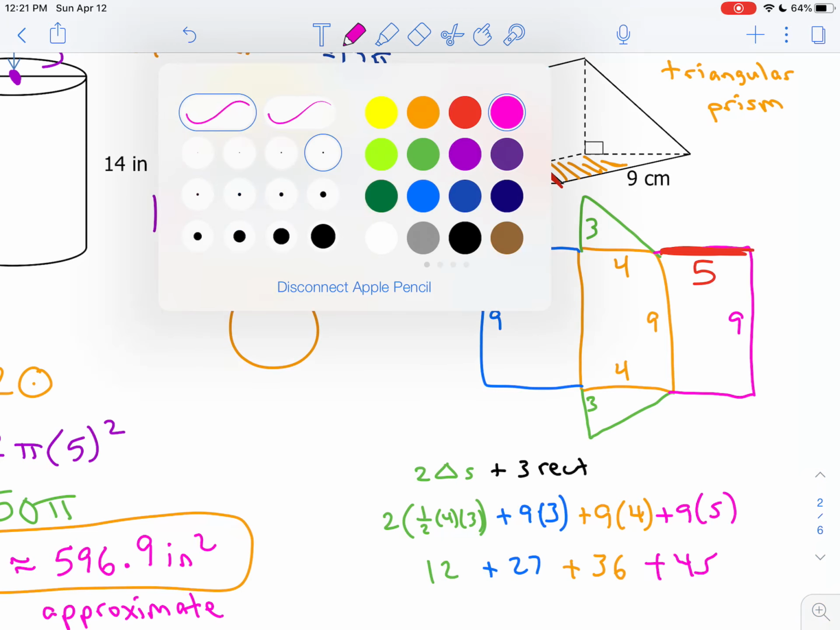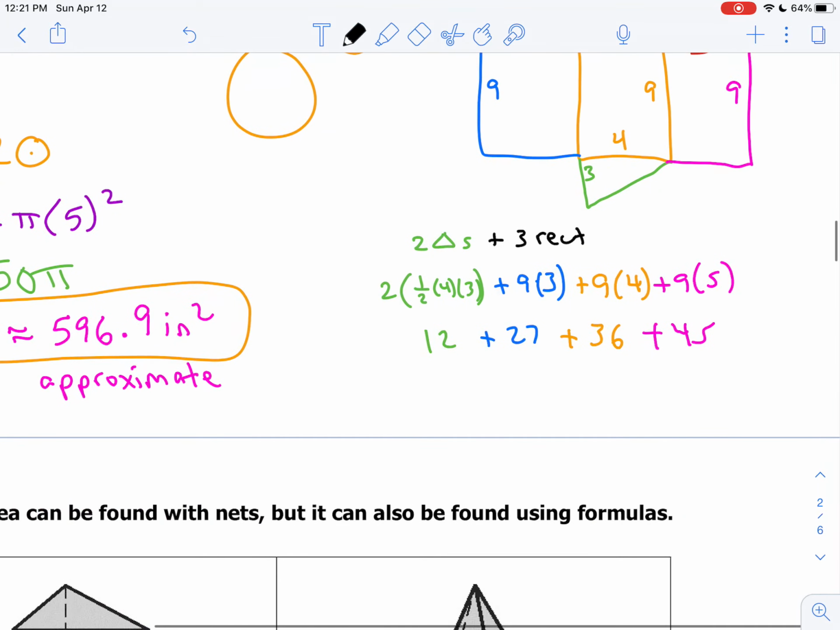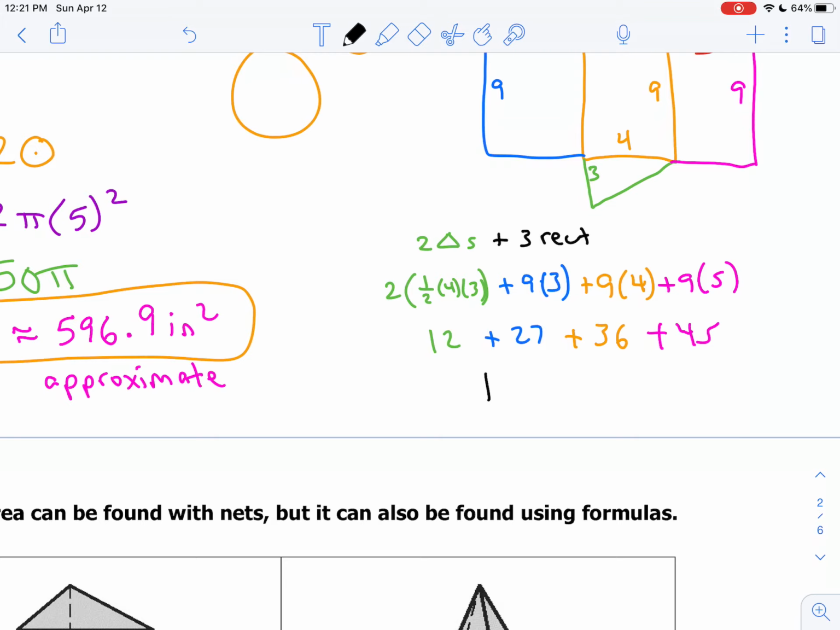So maybe grab your calculator. Let's see what we get. And we should get 120. And this is going to be square centimeters. Let's go purple. Screen froze again. So we'll stop right there.